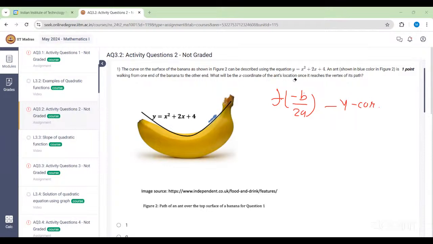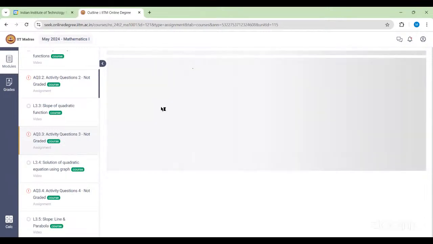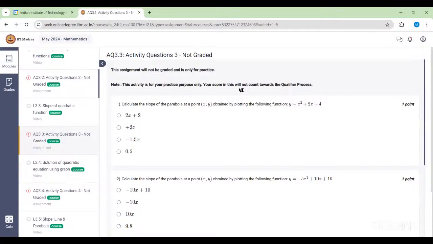You guys have covered these things in theory, right? Yes, ma'am, covered. Yeah, fine. So let's go to activity 3.3. Any doubt in this activity?